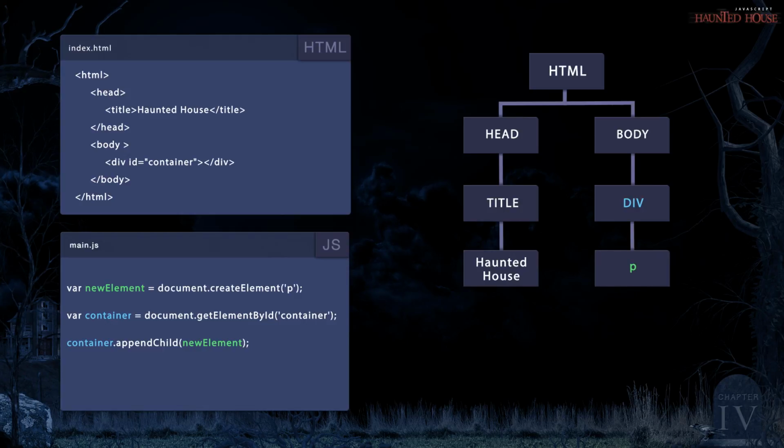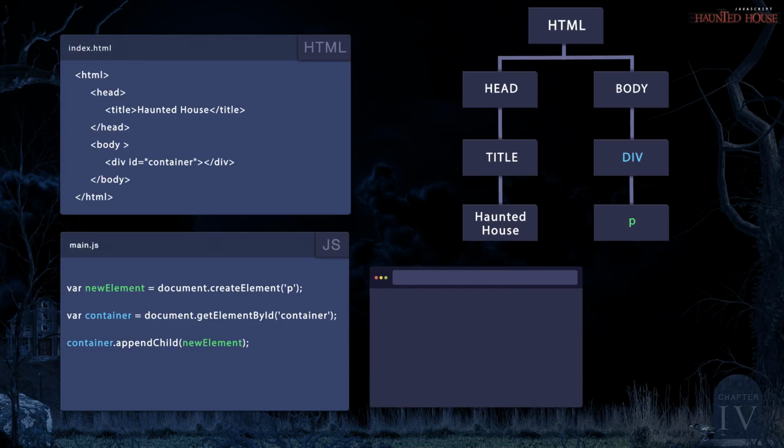Now the new element is connected to the DOM. To finish, let's write something inside the P so we can see it in the browser. To do so, let's use our old friend innerHTML. Done. Let's see the result in the browser.